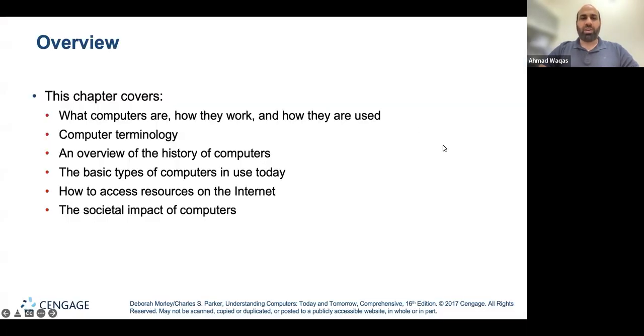So in this video lecture, we'll cover what computers are, how they work, and how they are used. We'll learn the basic computer terminologies. We'll have an overview of the history of computers. We'll see the basic types of computers in use today. We'll see how to access resources on the internet. And finally, we'll see the societal impacts of computers.